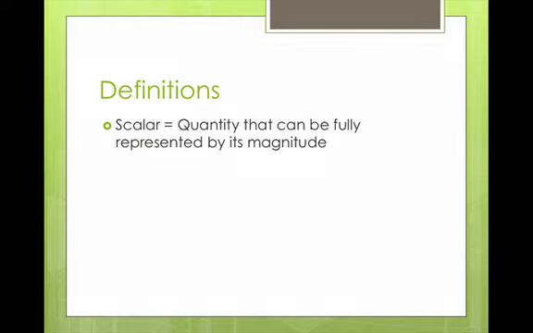The first thing to know is this. Scalars and vectors are both quantities. They are just things that can be measured, but they're different in as much as they have to be represented by different amounts of information. Let me show you what I mean.